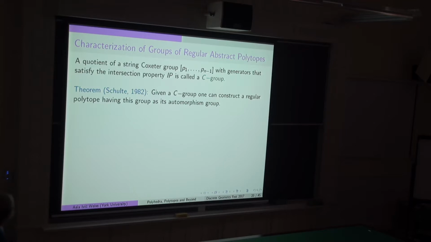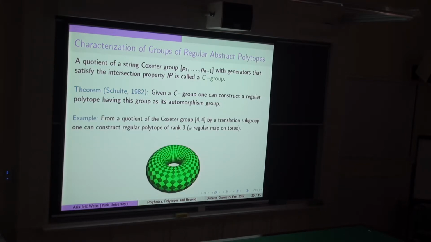And then in 1982, Egon Schulte proved that given a C group, one can always construct a regular polytope which has this group as its automorphism group. So it completely characterizes this. These two properties characterize the groups of abstract polytopes. So this is a rank 3 example.